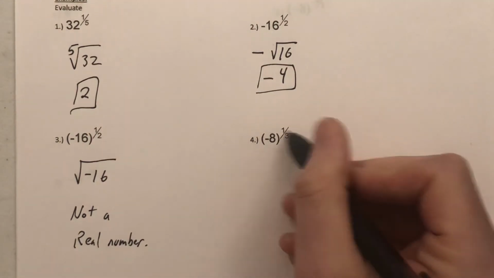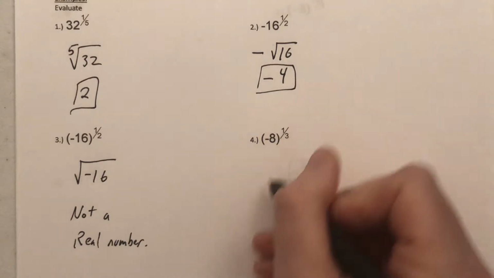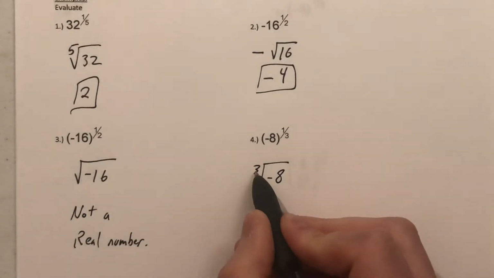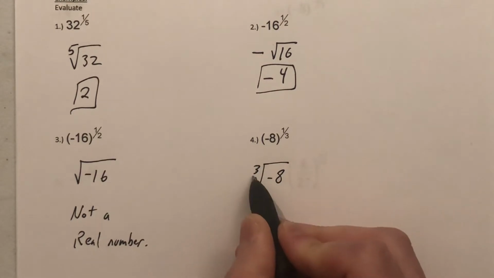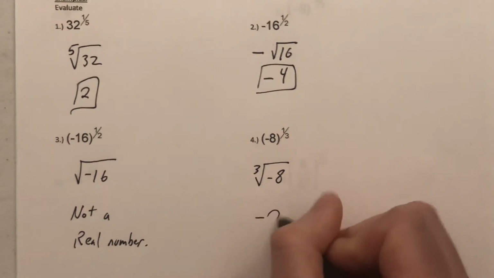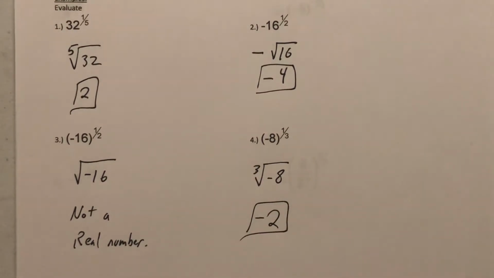And then number 4, same kind of situation, only now it's a 1/3 power, so 3 is our index on our radical, and this is a cube root of negative 8. Odd index we're able to work with, and so this would come out to be a negative 2, because negative 2 is the number you cube to get negative 8.